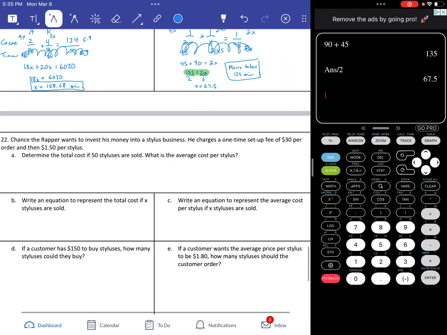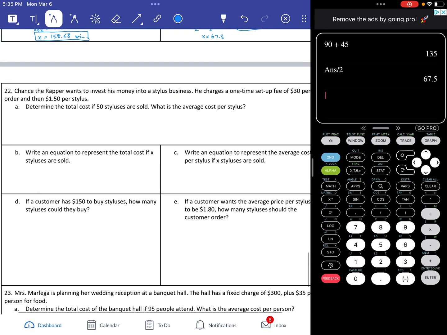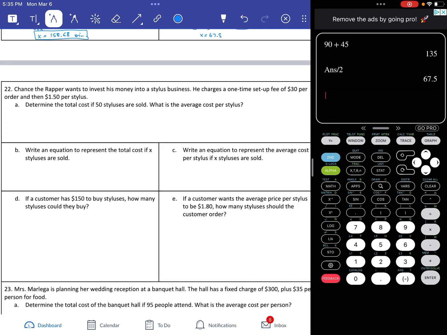All right, next. Chance the rapper wants to invest his money into a stylist business. He charges a one-time setup fee of $30 per order and then a $1.50 per stylist. Determine the total cost if 50 stylists are sold, and what is the average cost per stylist. We talked about these types of problems. There's two questions, the total cost and the average cost.